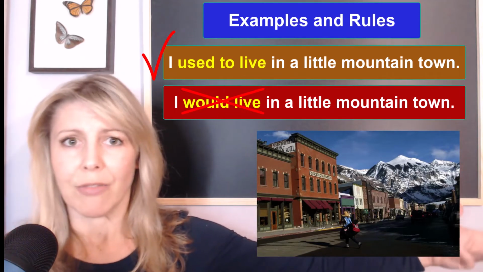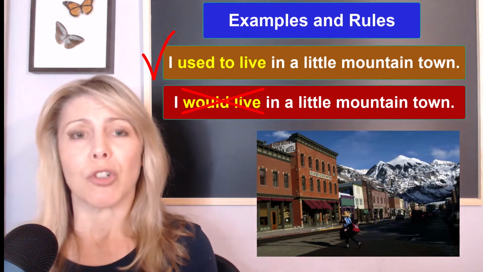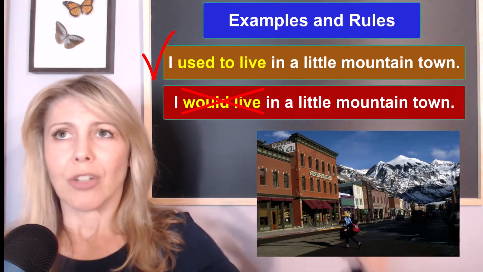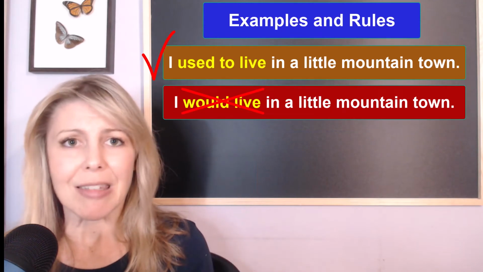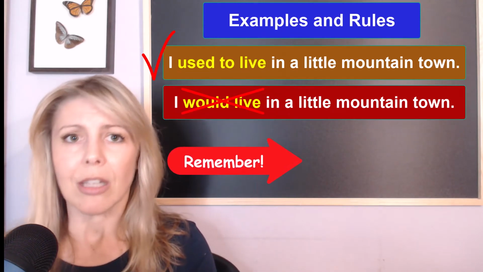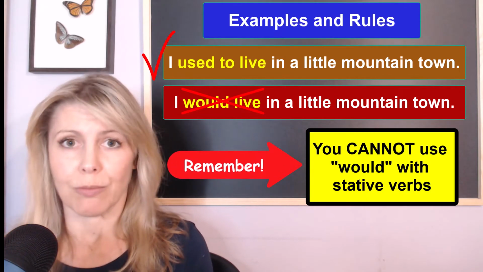I used to live there. So, that's one thing to remember when we're talking about the past, talking about something I used to do as a routine or habit or something that existed, but it no longer exists. You cannot use would with stative verbs, only used to.